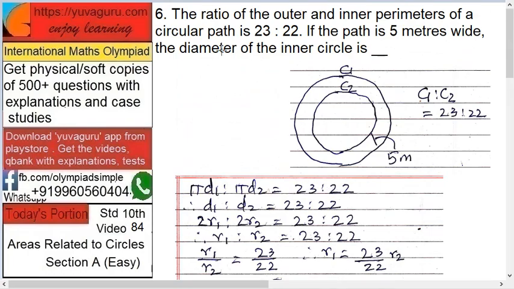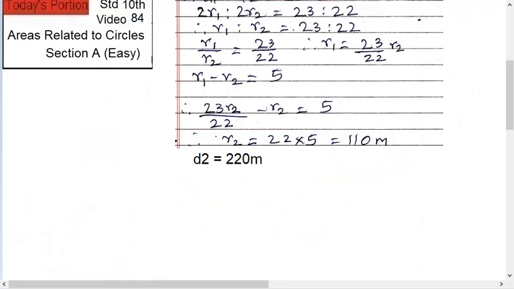But what we want is the diameter of the inner circle. So D2 equals 2 into r2, right? So D2, that is the inner circle diameter, equals 220.